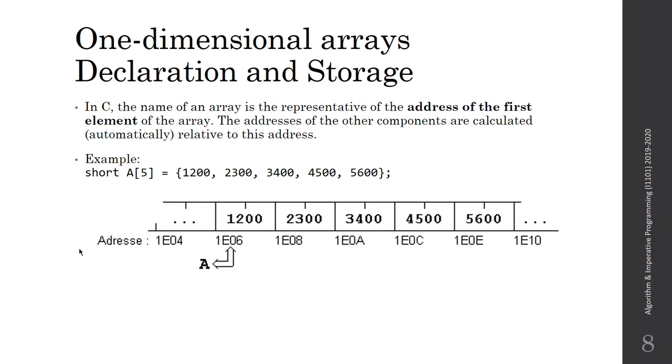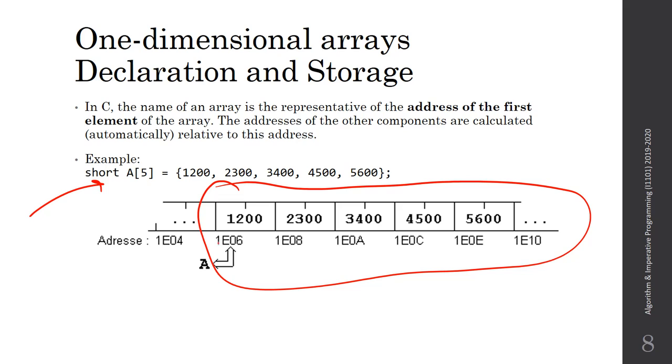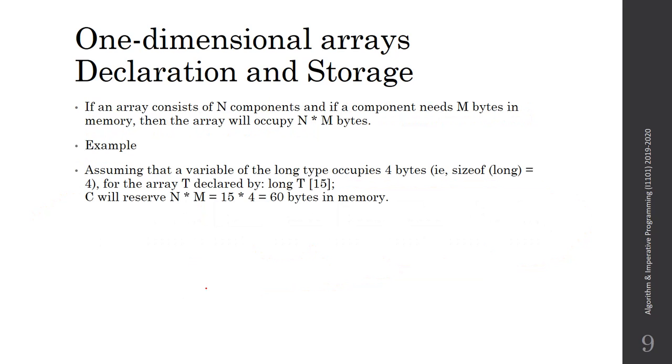You should know that the name of the array is the address of the first element. For example, we have this array, a short which contains 5 elements, and let's suppose that in memory A is the address of the first element. The elements will be placed in consecutive order, and it all depends on the size of the array. Just note that the array name is the address of the first element, and we will manipulate this later in the next year, first semester.